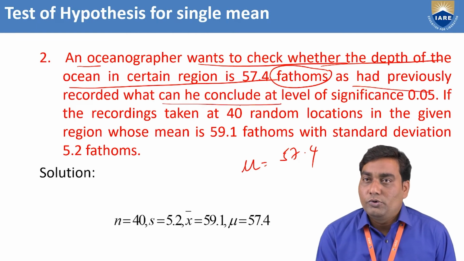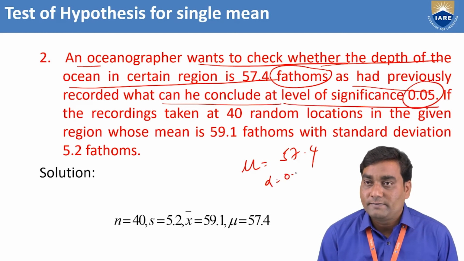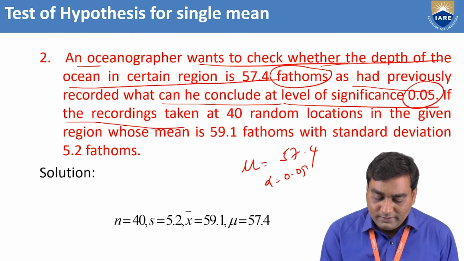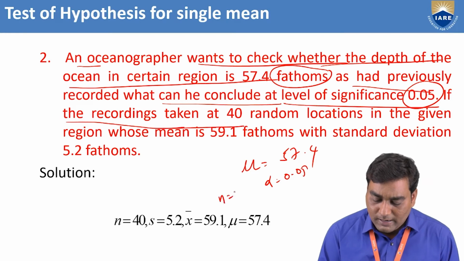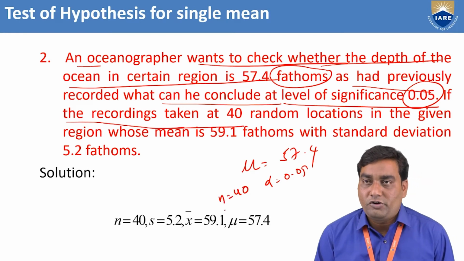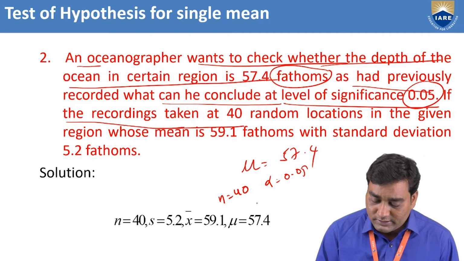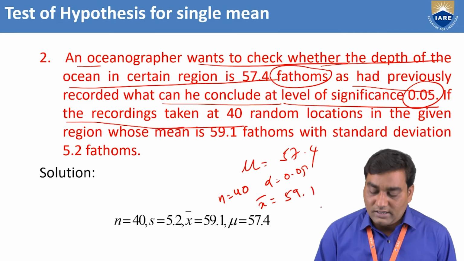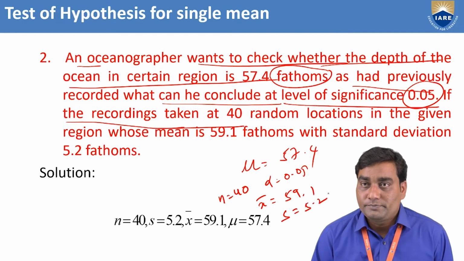What can he conclude at level of significance alpha 0.05? In that particular region, he chose some recordings for 40 random locations. So sample size is 40, only from 40 locations in the given region. That means sample mean 59.1 fathoms with the sample standard deviation 5.2.